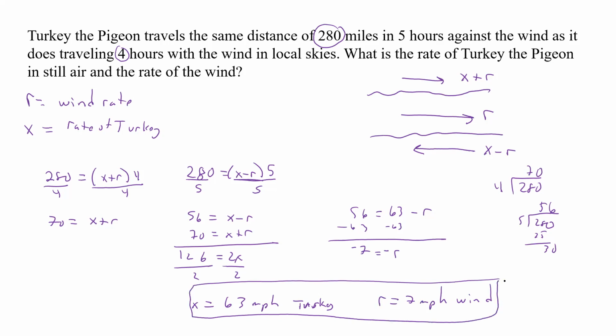Now let's check it. All right, so x plus r is going to be 70 times 4, which is 280. That works. Now if we take 63 minus 7, that's going to give us 56 times 5. Well, 56 times 5, that's 30, that's 28, 280. So that one works as well. So both of the equations work, and so those are our true speeds. All right, let's pause there.